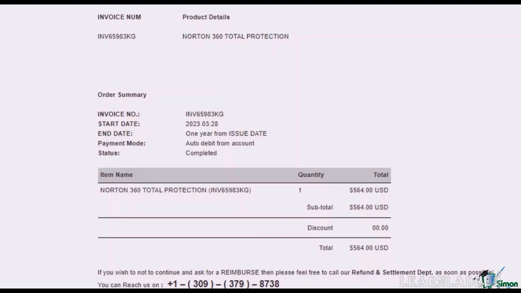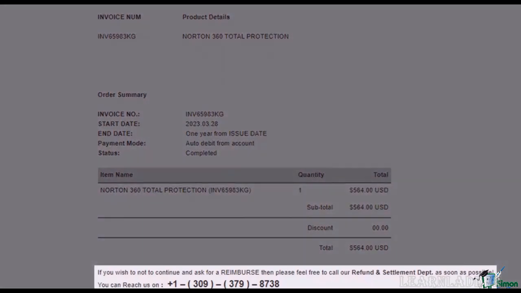However, if we look at the bottom, we see a message that raises some red flags again. We see, "If you wish to not to continue and ask for a reimburse, then please feel free to call our refund and settlement department as soon as possible. You can reach us on," and a phone number is included.